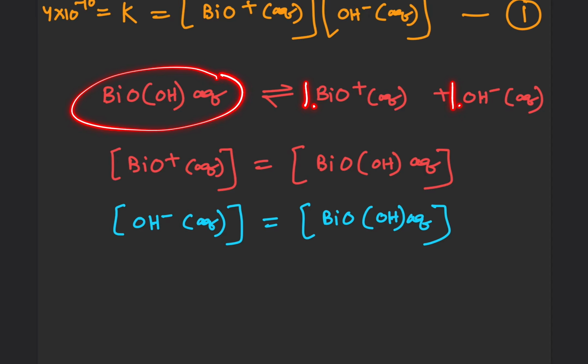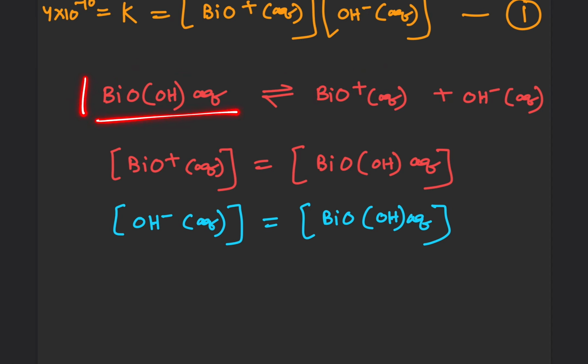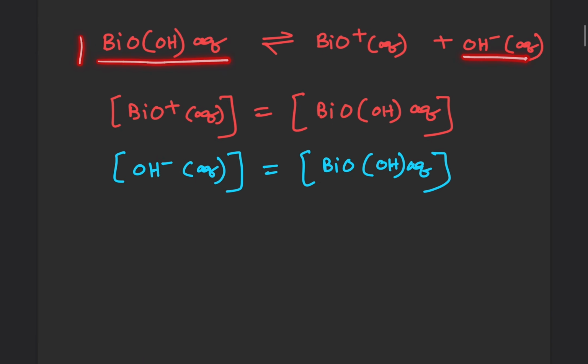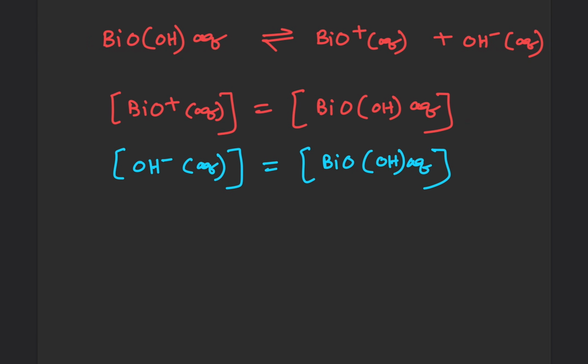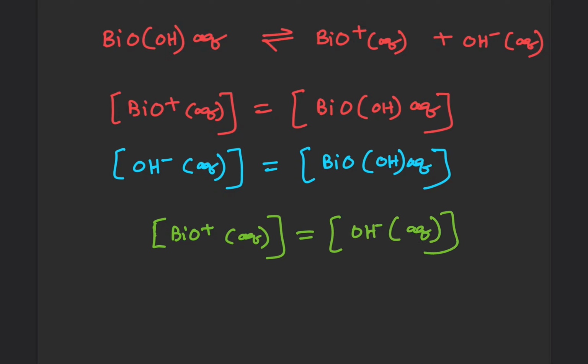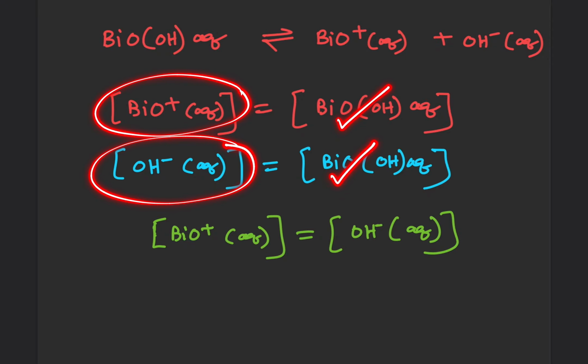So this guy dissociates to give one BiO plus ion. One molecule of BiOOH gives you one OH minus ion. So therefore their concentrations will be respectively equal to BiOOH and BiOOH. Okay. So therefore we can say that concentration of BiO plus aqueous will be equal to concentration of OH minus aqueous, because both of them are respectively equal to BiOOH. So therefore these two concentrations will be equal.